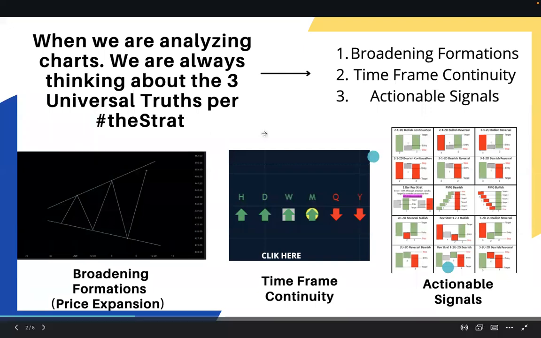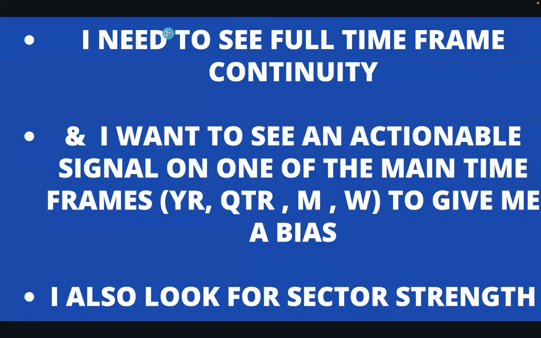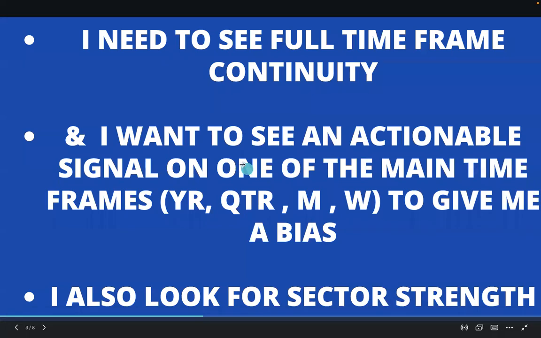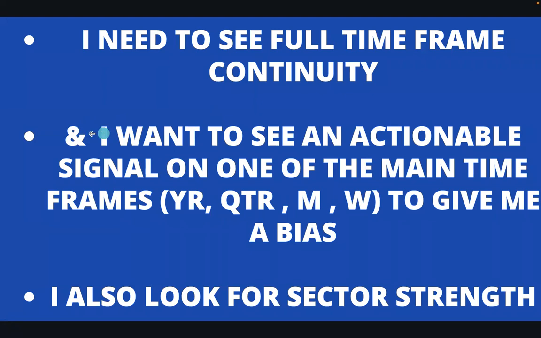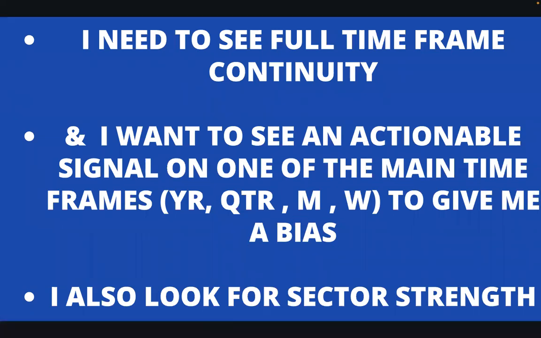So we just went over the 3 universal truths that we use to analyze our charts whenever we're looking for trades. Now this is what I personally look for when I'm looking at the charts. I need to see full time frame continuity, and I want to see an actionable signal on one of the main time frames, the year, the quarter, the month, the week, to give me a bias. That's a really, really key thing. You need to go into the week with a bias.